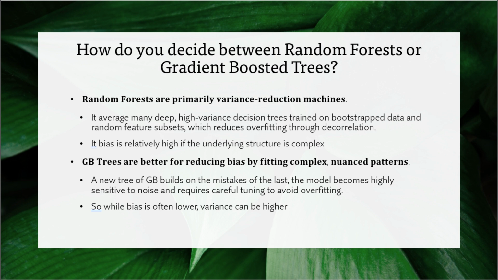Its bias is relatively high if the underlying structure is complex. GB trees are better for reducing bias by fitting complex, nuanced patterns. Each new tree in GB builds on the mistakes of the last. The model becomes highly sensitive to noise and requires careful tuning to avoid overfitting. So while bias is often lower, variance can be higher.